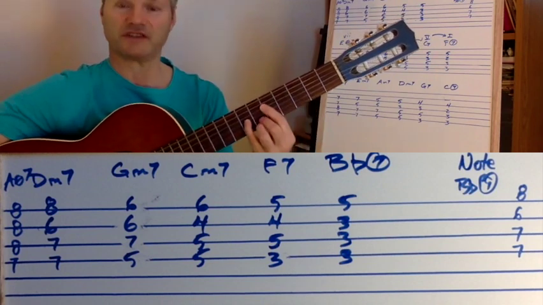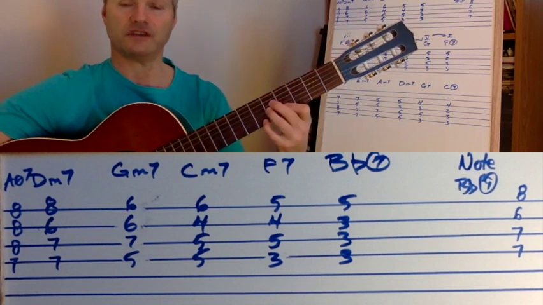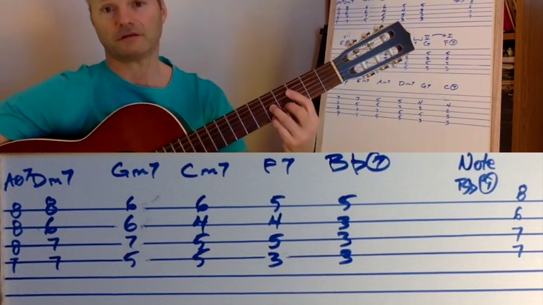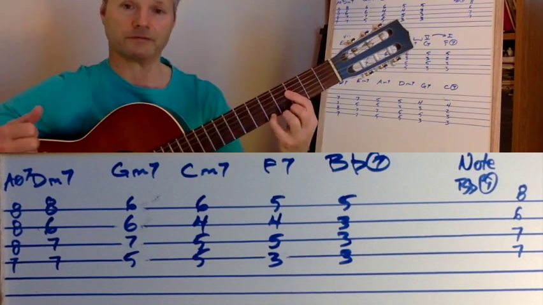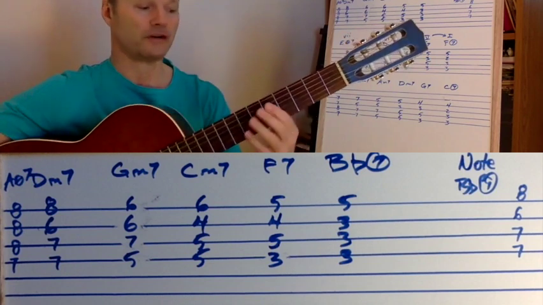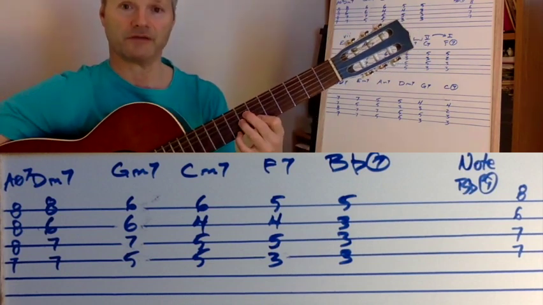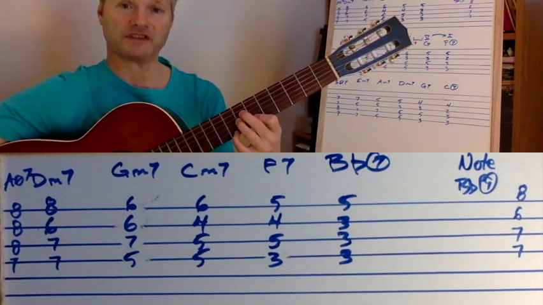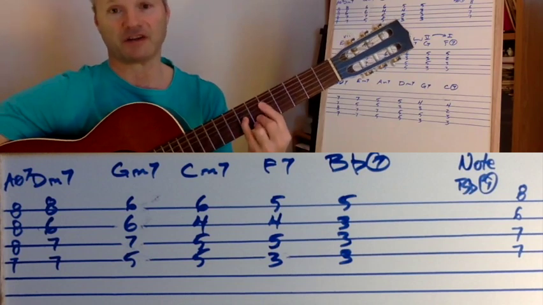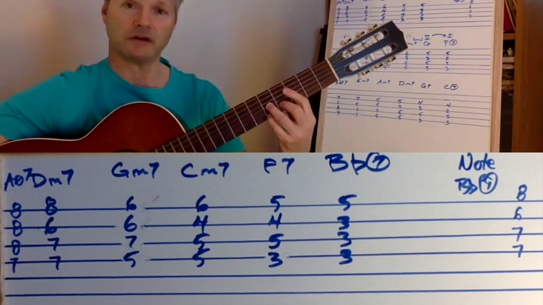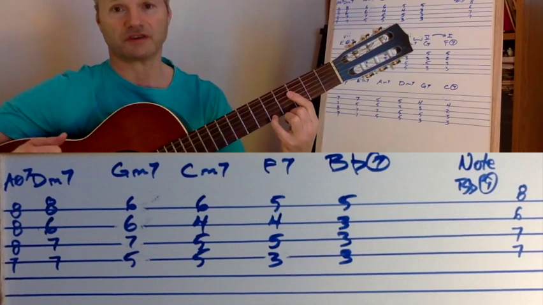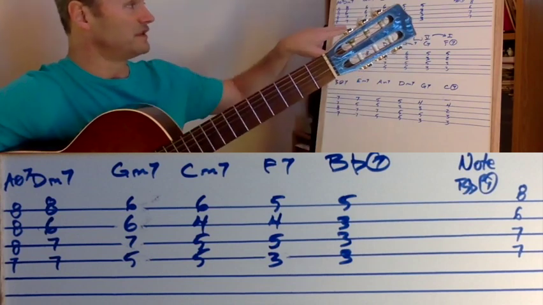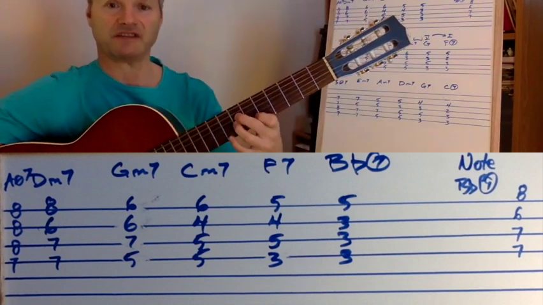So G minor is the 6, resolving to the 2, the C, resolving to the F, the 5, resolving to 1. Prior to G minor was the D minor, the 3. That's minor 7, resolving to G minor 7, resolving to C minor 7, resolving to F7, resolving to 1. So that was D minor here. 7, 7, 6, and 8.